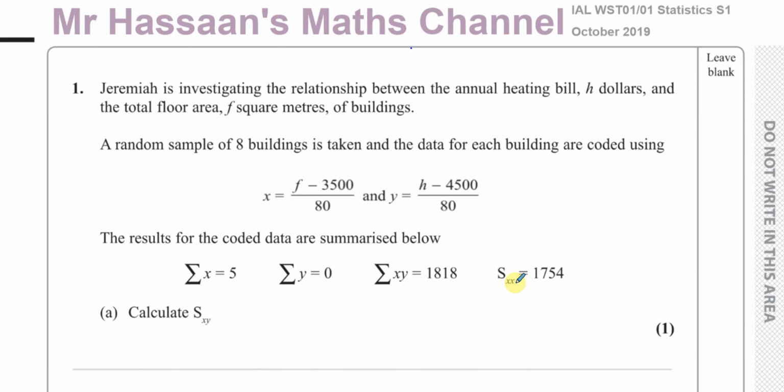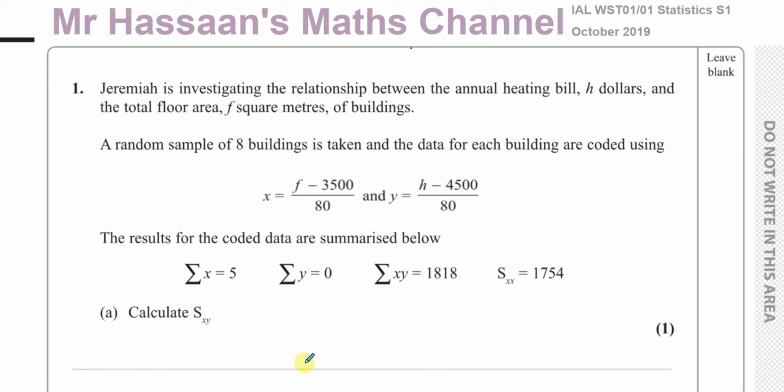And SXX is like the variance of the floor area values, how spread apart they are. It's a measure of how spread apart they are. That's what SXX is, a measure of the variance of these X values. So they ask us to find SXY. Now, SXY means the covariance of the X and Y values.